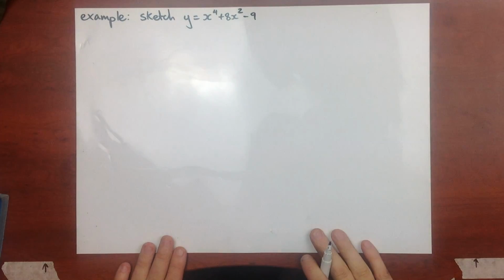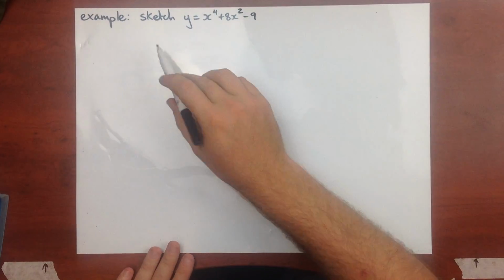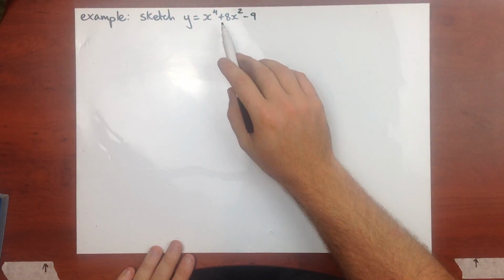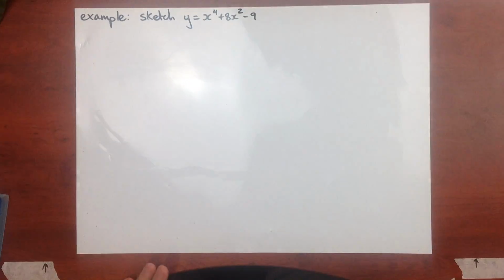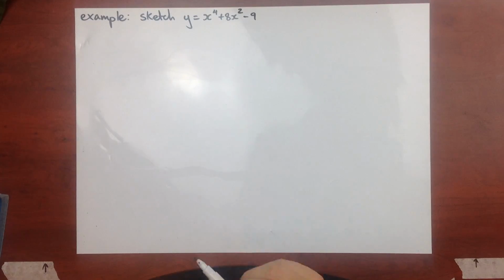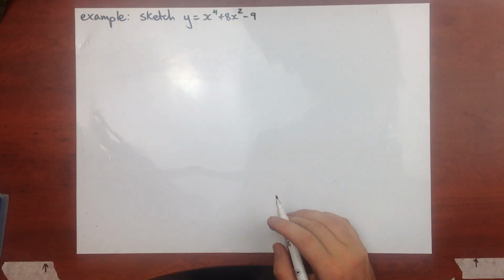Okay, so I've just got one example that I want to show you. It's a little bit different. Okay, so we've got: sketch y equals x to the 4 plus 8x squared take 9. Now, for anyone that's watched my cubic video, they might be getting a little bit worried here that we're going to have to do a fair bit of division of polynomials, but I wanted to show you this one because we don't actually need to do that.